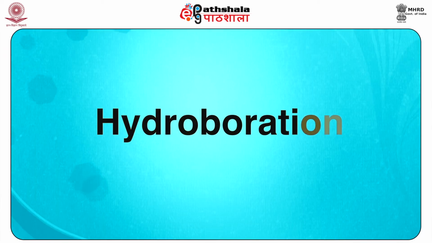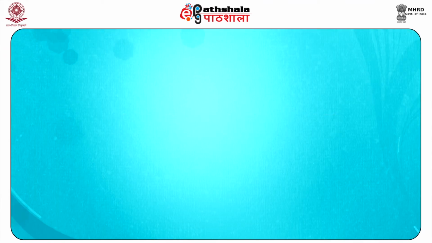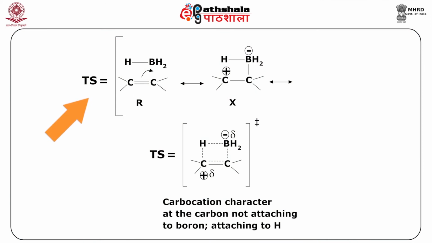The third example involves hydroboration. Although the transition state for addition of borane to an alkene has reactant and product character, the transition state has additional characters not present in either the reactant or the product. As a consequence, there is a carbocation character at the carbon to which the hydrogen becomes attached.